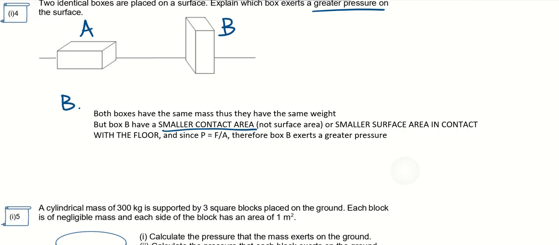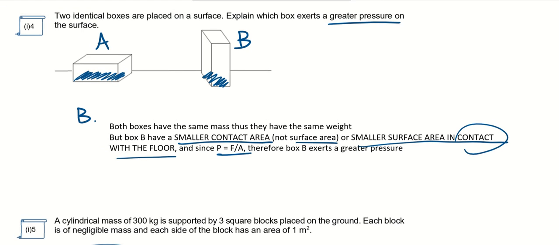Okay, so you cannot say surface area because actually they have the same surface area. But if I'm talking about contact area, it is the area that is in contact with the floor. So if I were to shade it out, it will look something like that, right? Or smaller surface area in contact with the floor. That means I need to say contact area and not surface area, and bring in the formula to help you to explain. Since pressure equals force over area, right? Box B will exert a greater pressure because the area is smaller, but the force is the same for both. Therefore, the pressure is greater for B.